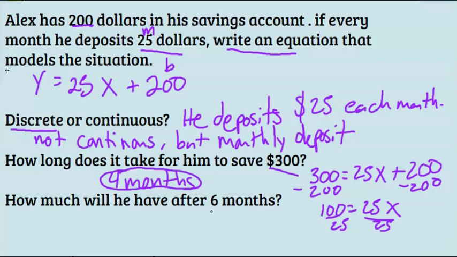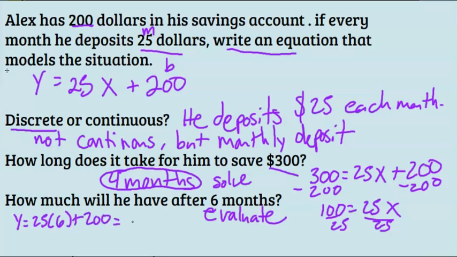How much will he have after 6 months? So for this one we're solving. For this one we're going to evaluate. So we have y equals 25 times 6 plus 200. So that's going to be 150 plus 200. That's 350. So $350 after 6 months.